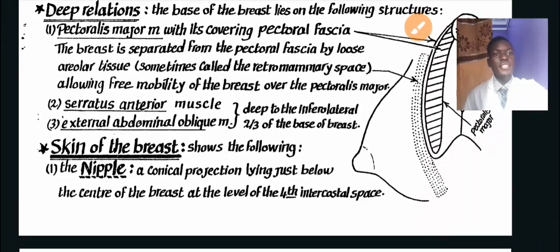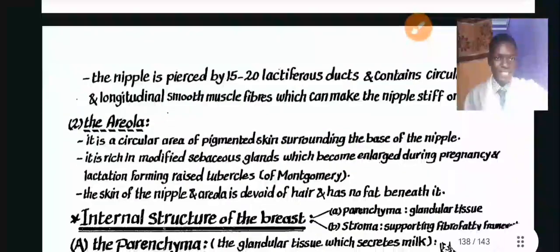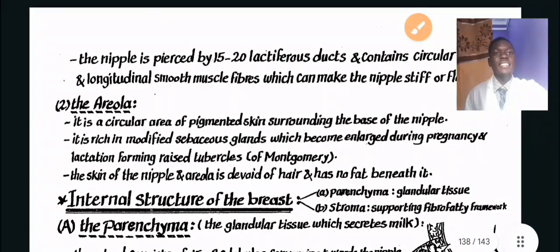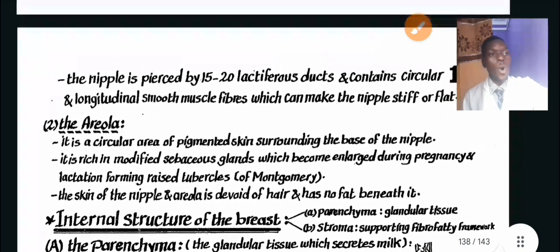The skin of the breast shows the following. Of course, we talked about the nipple, just like the other side. And we saw the nipple is found in the fourth intercostal space. We also say that the nipple is pierced by 15 to 20 lactiferous ducts, and it contains saccular and longitudinal smooth muscle fibers, which can make the nipple stiff or flat.